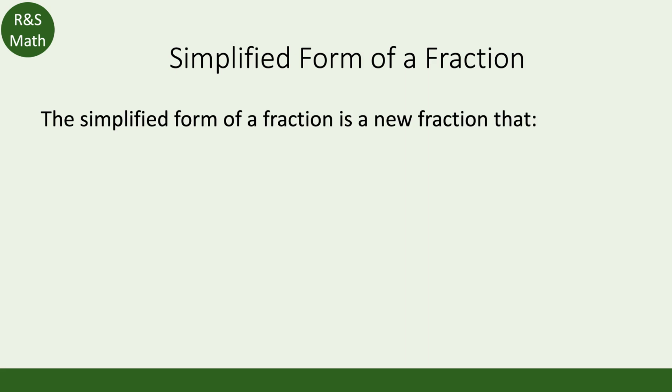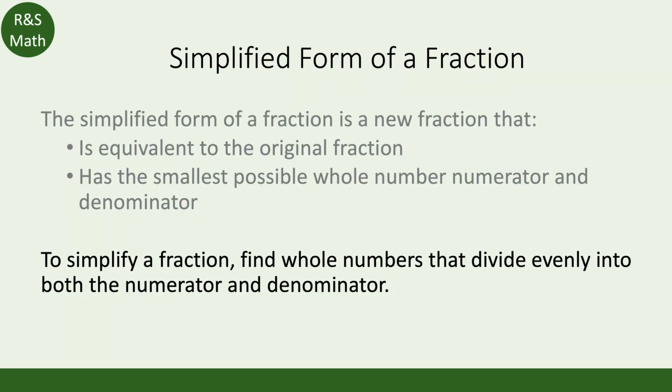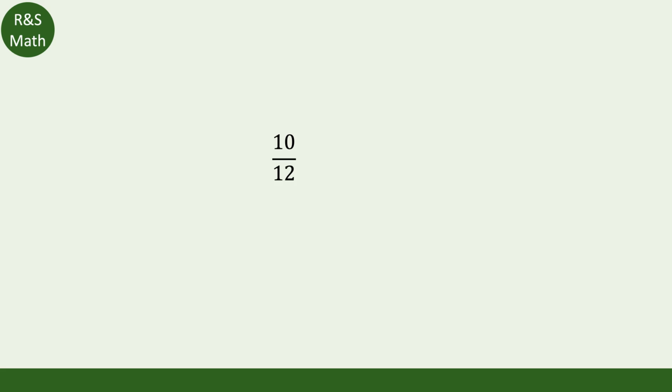What does it mean to say that a fraction is simplified? The simplified form of a fraction is a new fraction that is equivalent to the original fraction and has the smallest possible whole number numerator and denominator. We simplify a fraction by finding numbers that divide evenly into both the numerator and denominator. Earlier, we took the fraction 10/12 and divided both numerator and denominator by 2 to get the fraction 5/6. There is no whole number greater than 1 that we can divide evenly into both 5 and 6, so 5/6 is the simplified form of the fraction 10/12.